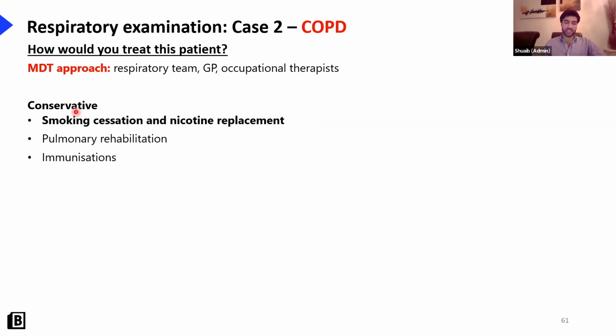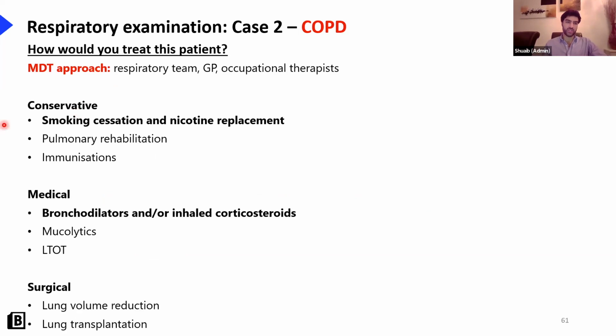Again, always MDT approach, conservative, medical, surgical. Smoking cessation, nicotine replacement, that's one of the most important management factors in COPD. Pulmonary rehabilitation, immunizations, bronchodilators and inhaled corticosteroids. You wouldn't need to know the management in depth for an OSCE, like you don't need to know the NICE criteria or the GOLD criteria specifically for your OSCE. You need to know that for your MCQs. So just saying I would use bronchodilators such as beta agonists or antimuscarinics is sufficient for your OSCE.